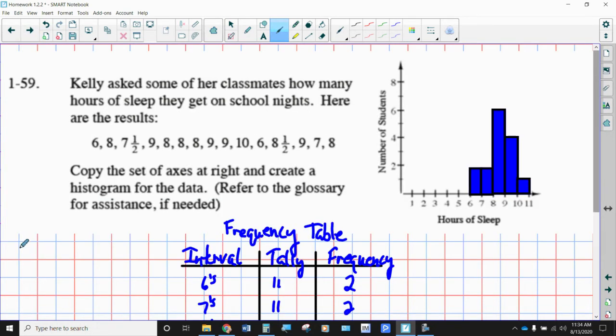All right, what do we have here? A histogram and a frequency table. Kelly asked some of her classmates how many hours of sleep they get on school nights. Here are the results. It would be really nice if these numbers were in order from least to greatest, but they don't necessarily have to be for a histogram. What I'm noticing is this. I'm going to break these into hour intervals. So anything that's in the 6-hour range, I'm going to highlight in yellow. Anything in the 7-hour range, I'm going to highlight in green. Anything in the 8-hour range, I'm going to highlight in blue.